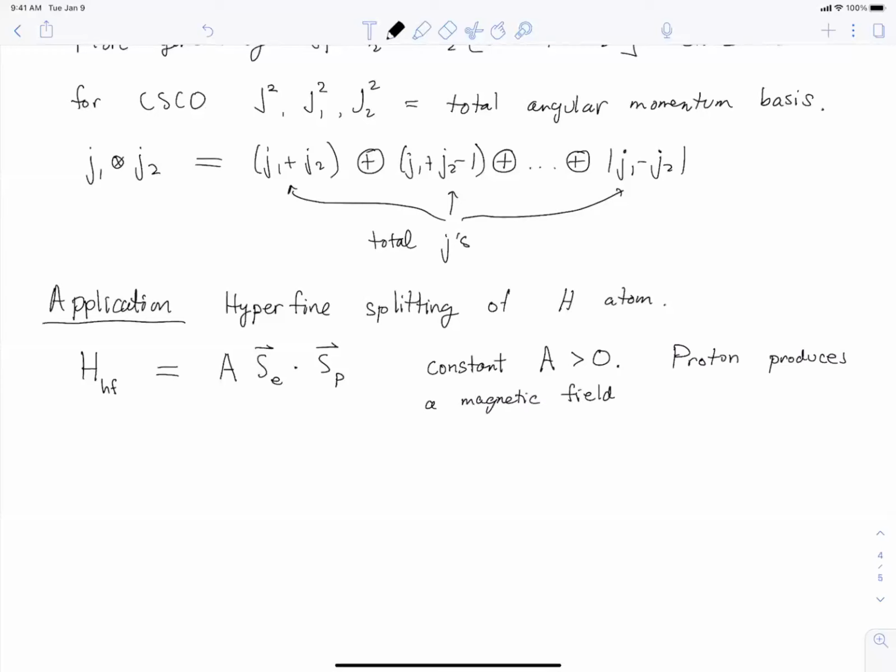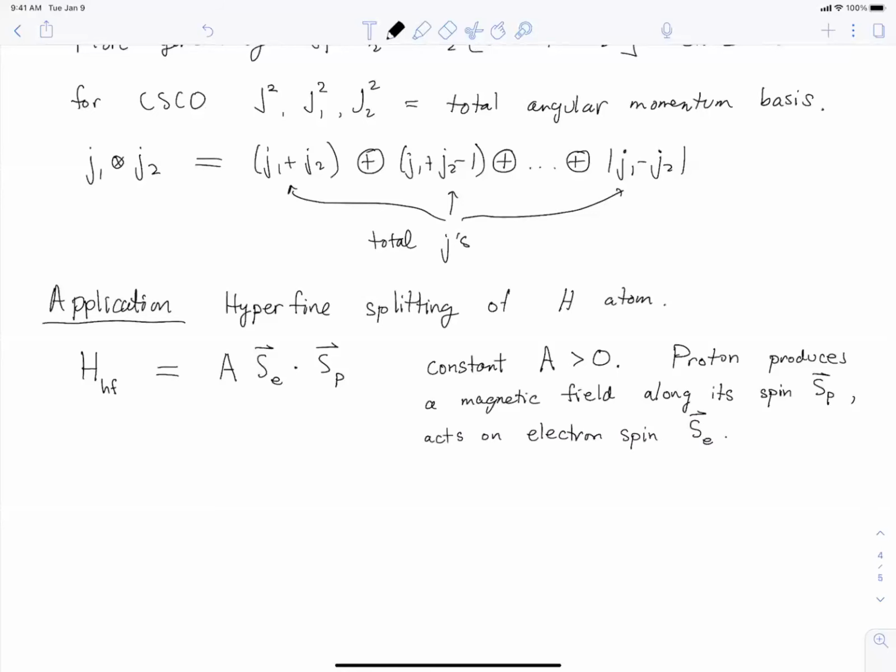Along its spin direction. Because what other direction would it point in? There is no other special direction associated with the proton. And then that magnetic field acts on the electron spin, which is S sub E.